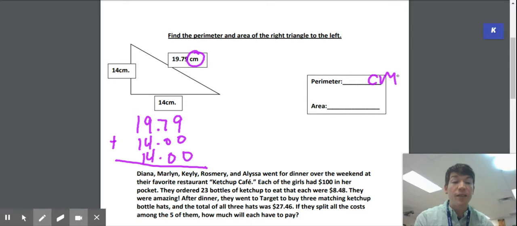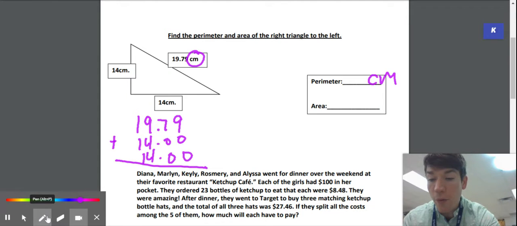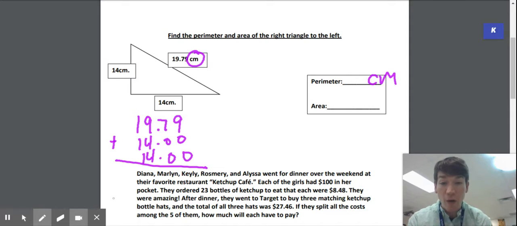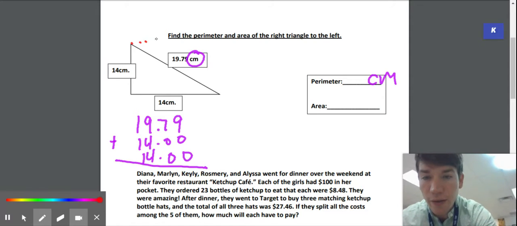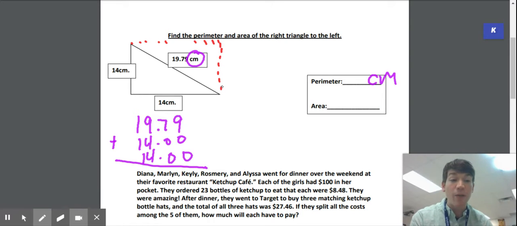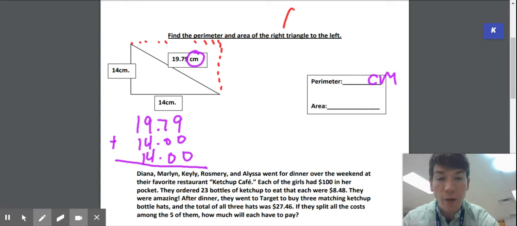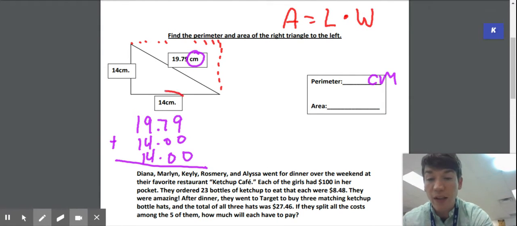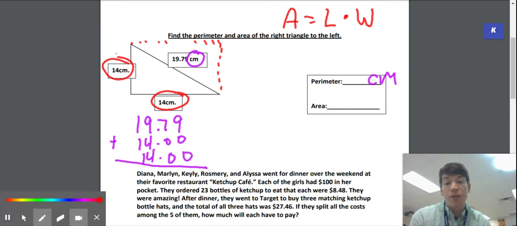So I'm going to say centimeters for perimeter. Now, when we get to the area, remember that we talked about the area of a triangle is like taking a rectangle. So if we added a second right triangle there, it's like taking a rectangle, finding the area of the rectangle. So remember, to find the area of a rectangle, we say area equals the length times the width. That's for a rectangle. So I see a length and a width, which are the same in this case.